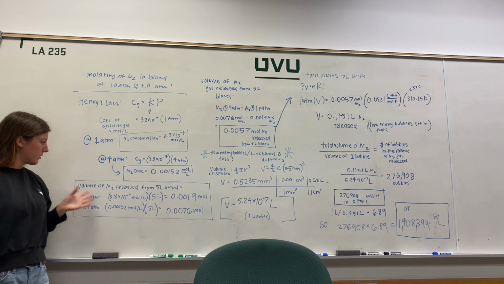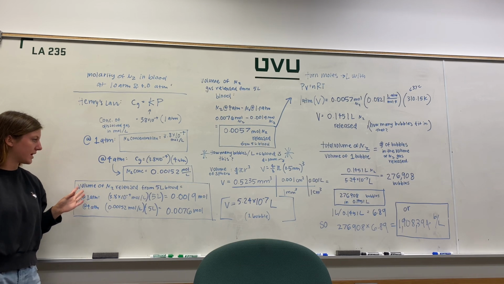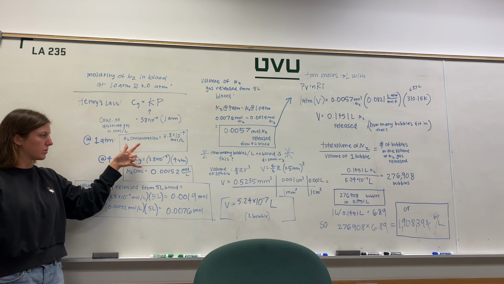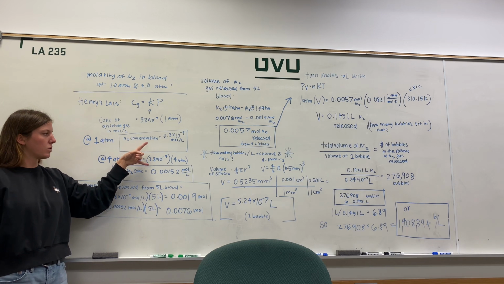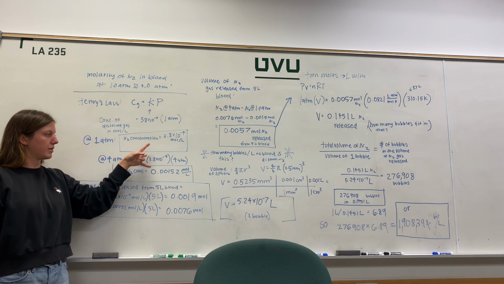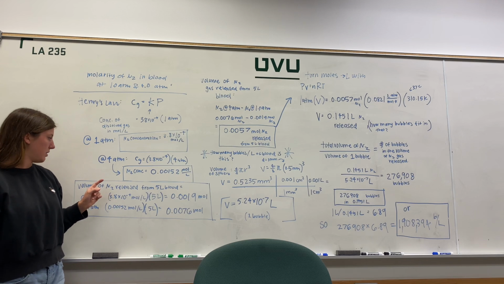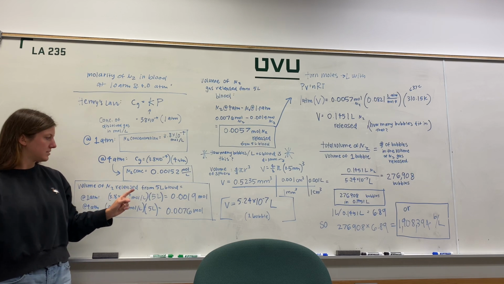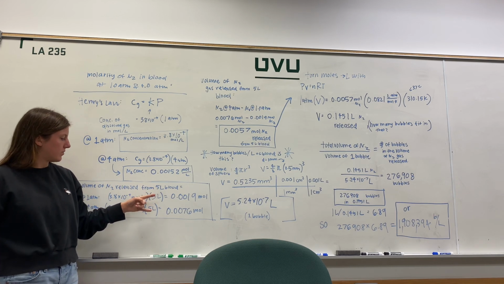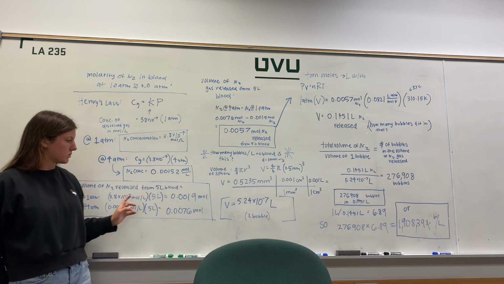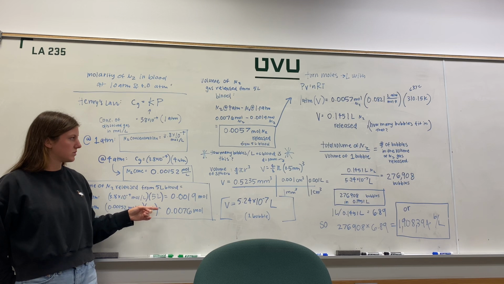Great. So then we're trying to find the volume of nitrogen gas released from 5 liters of blood. We know that these values are in moles per 1 liter, and we have 5 liters. So we just multiply both of these numbers by 5. And that gives us at 1 atmosphere and at 4 atmospheres how many moles of nitrogen gas is released. So we have at 1 atmosphere 0.0019 moles, and at 4 atmospheres we have 0.0076 moles.